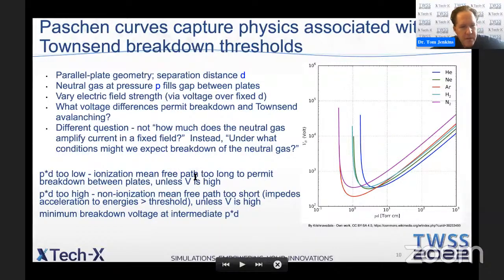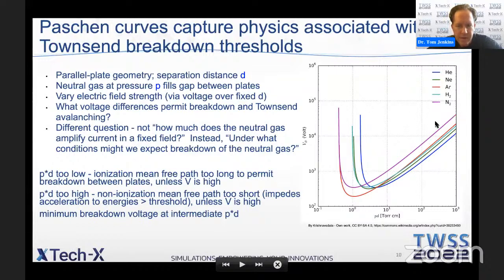And the physics of this discharge, and of this curve shape, is that if P times D is too low, then essentially we have a small simulation. And if you have a small simulation and a large ionization mean free path, you don't get any ionization. Particles leave before they can do anything interesting. So unless you crank the voltage really high, you don't get a breakdown. Going over to the other side, if P times D is very high, that means high pressure, lots of background gas, your non-ionization mean free path is very short, and your electrons keep bumping into things before they can get up to the ionization energy unless you kick the voltage very high again.